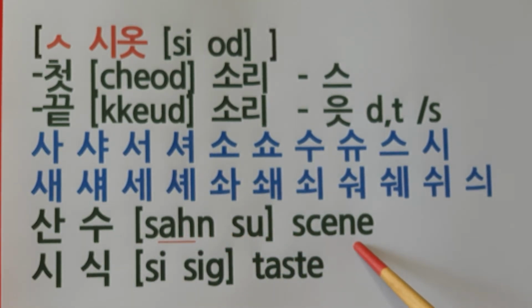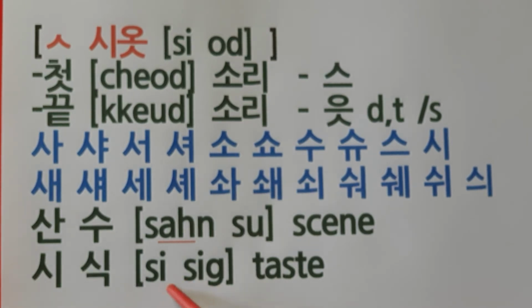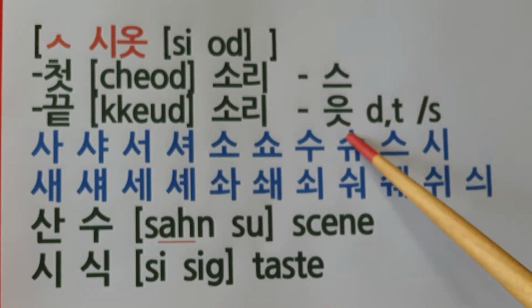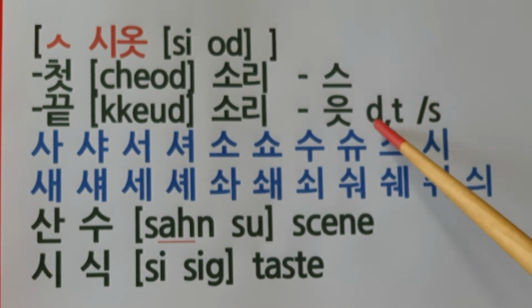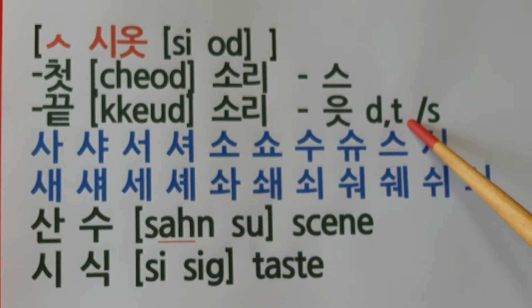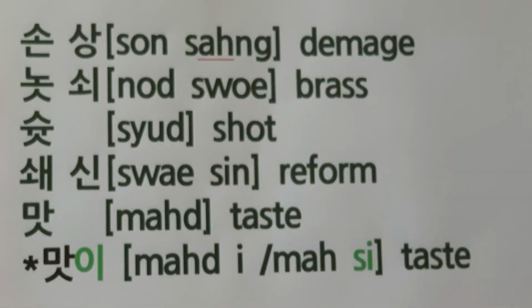Seen. 시식. It's not seasick. No. 시식. Don't try to read like an English. It's not 시식, no. 시식, taste. 산수, seen. 시식, taste. First sound with do or to is the less sound. I'll show you sound after this, okay? The next practice page.